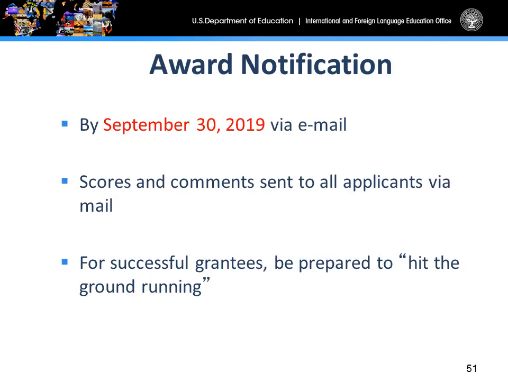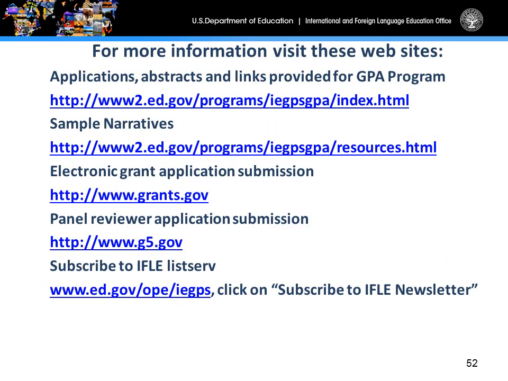All applicants will be notified of their results via email by September 30th, 2019. Scores and comments will be sent to all applicants via mail, and for successful grantees, be prepared to hit the ground running. These websites will be very helpful to you as you work on your application. You can find sample abstracts from past successful projects, sample narratives, submission instructions, and a link to subscribe to our quarterly newsletter.